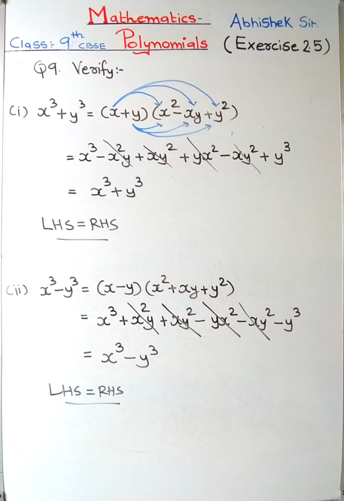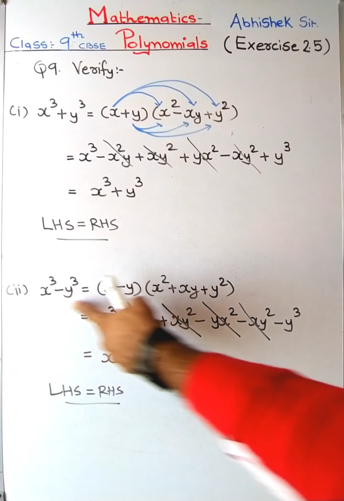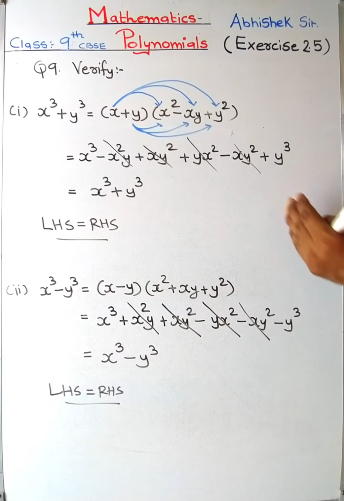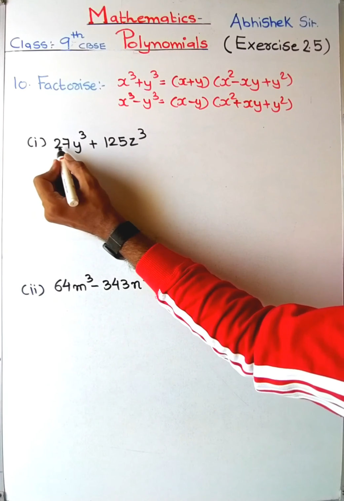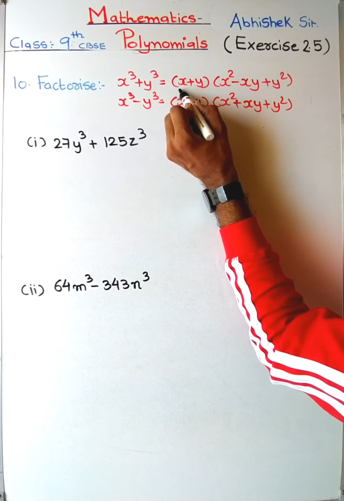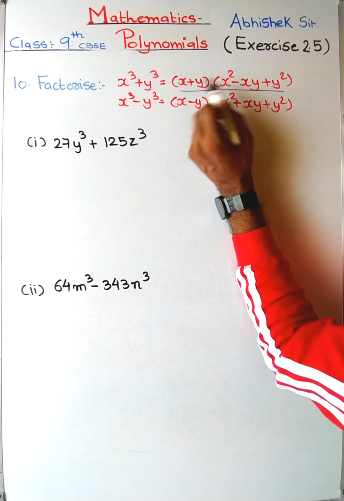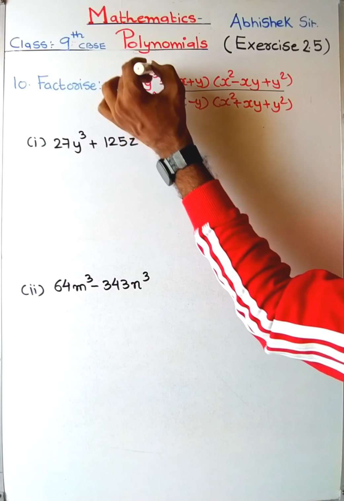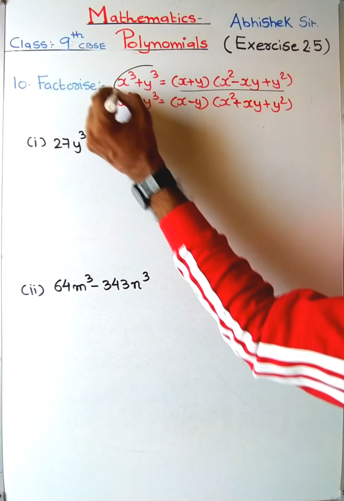Clear? Now why question number 9 is important: first of all it is the first verification, and then based on this question we have our next question. So these equations which we have verified will be utilized to solve question number 10 as well. Here 27y cube plus 125z cube. For solving or converting the equation in this form, we have to convert the question into this form.